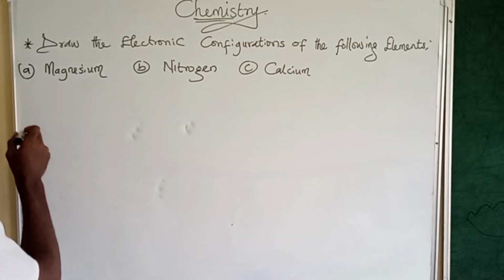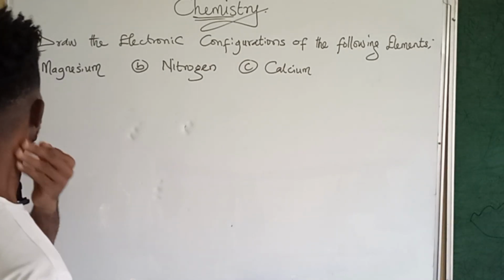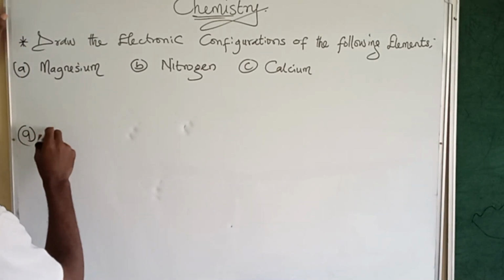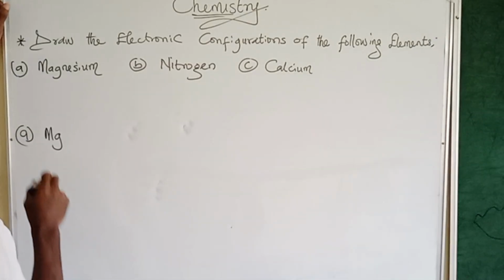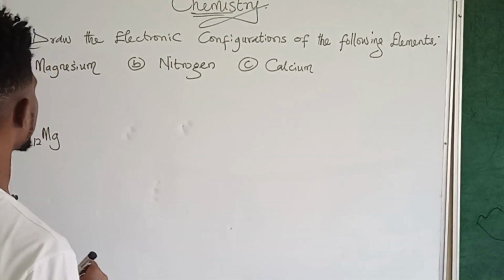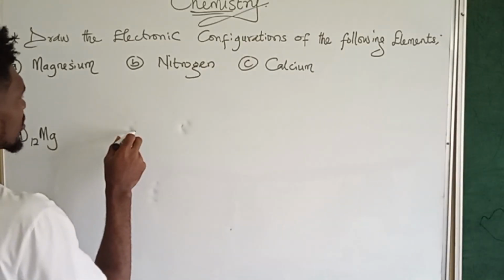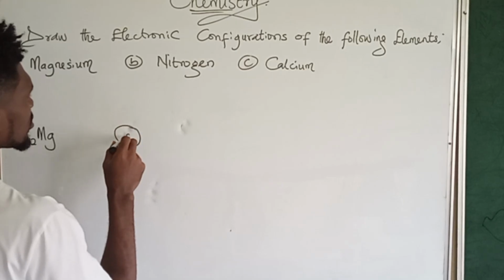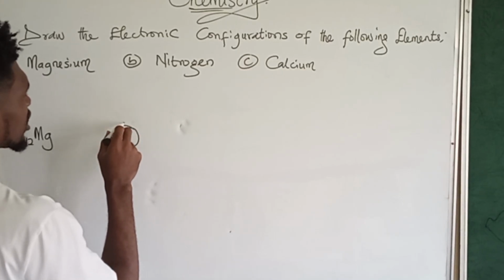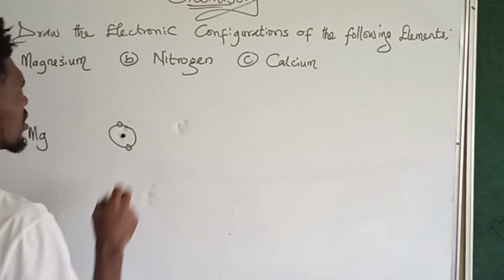We're asked to draw the electronic configuration of magnesium. So A, magnesium has atomic number of 12, right? So in order to draw it, as mentioned earlier, this is the nucleus, the first shell can contain a maximum of 2 electrons, and it is done this way, okay?